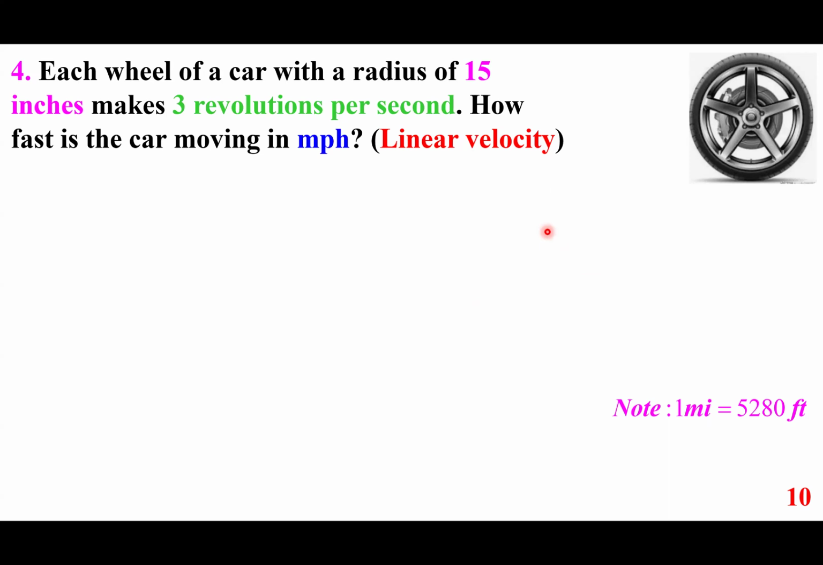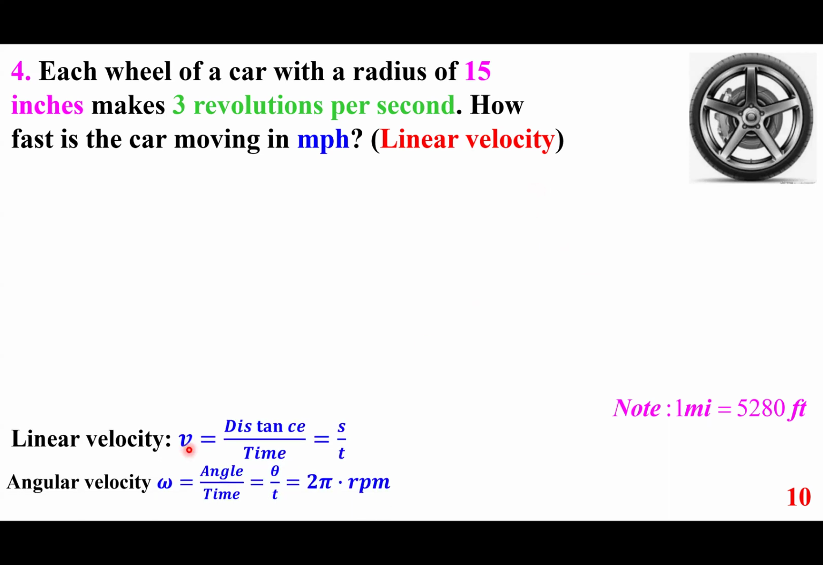Angular velocity is angle theta over T. So we are going to write linear velocity as total distance, which is S, over total time, which we call T. Omega, that's the notation, okay? The Greek letter omega is used for angular velocity, total angle theta over total time T.